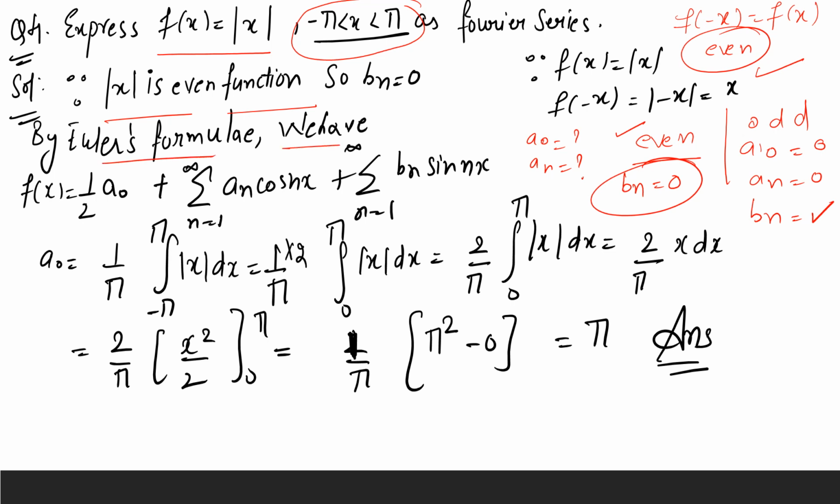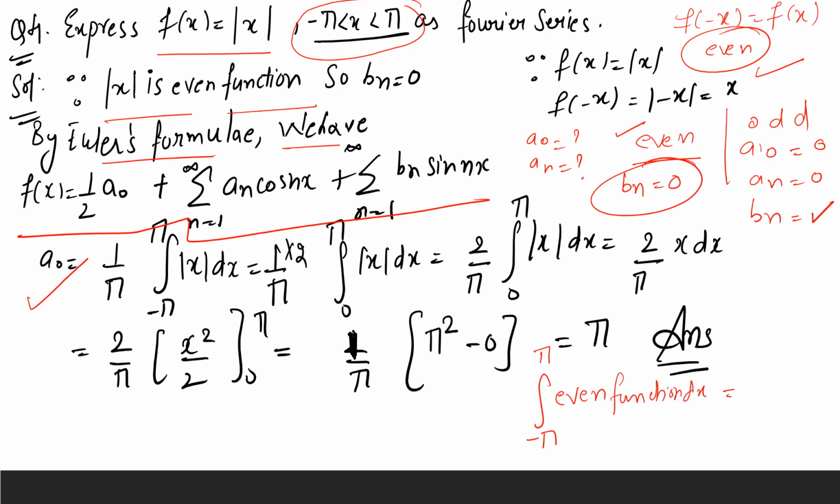By Euler's formula, we have fx is equal to, first step, that is put fx is equal to formula. Then we will solve a naught by Euler's formula, that is 1 upon pi, minus pi to pi mod x dx. One thing you have to remember, when there is minus pi to pi and even function, you can change it by 2 times 0 to pi even function to make calculation easy. So we did here 1 upon pi 2 0 to pi mod x dx.